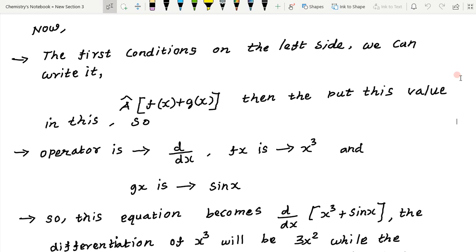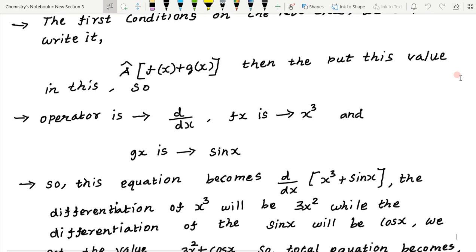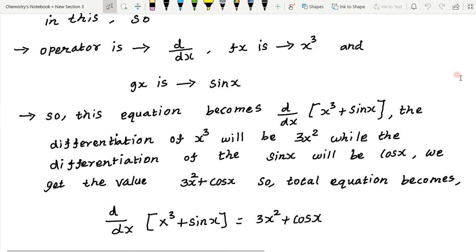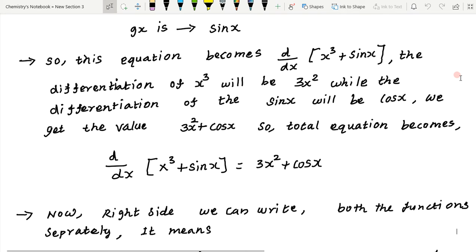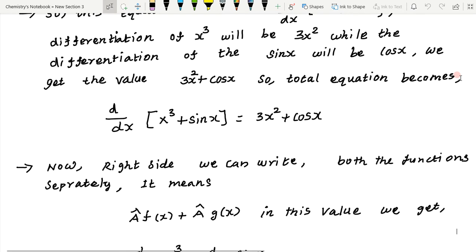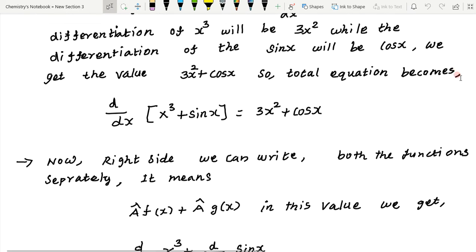So this equation becomes d by dx into x cube plus sin x. The differentiation of x cube will be 3x square, while the differentiation of sin x will be cos x. We get the value 3x square plus cos x. So the total equation becomes d by dx into x cube plus sin x equal to 3x square plus cos x.